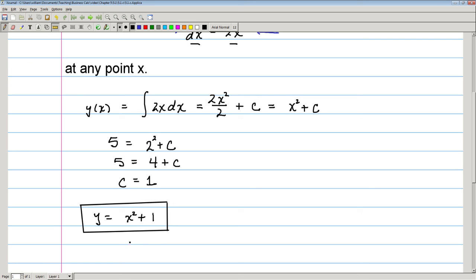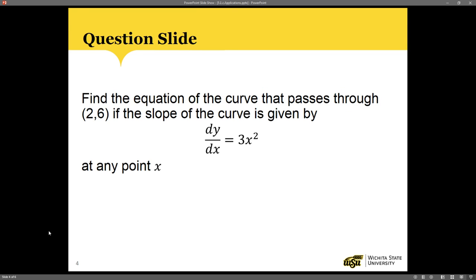What I want you to do is try to solve a similar problem. You'll need a piece of paper and pencil because you'll need to do some calculations, much like the ones we've done here in this problem. Let's go ahead and take a look at the quiz question. Find the equation of the curve that passes through the point (2, 6) if the slope of the curve is given by the equation dy/dx = 3x squared at any point x. I'll give you a little while to write this down.